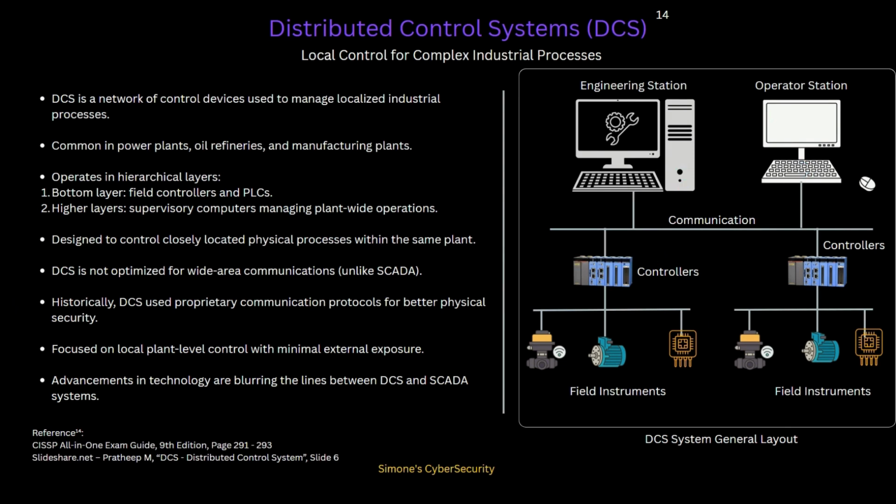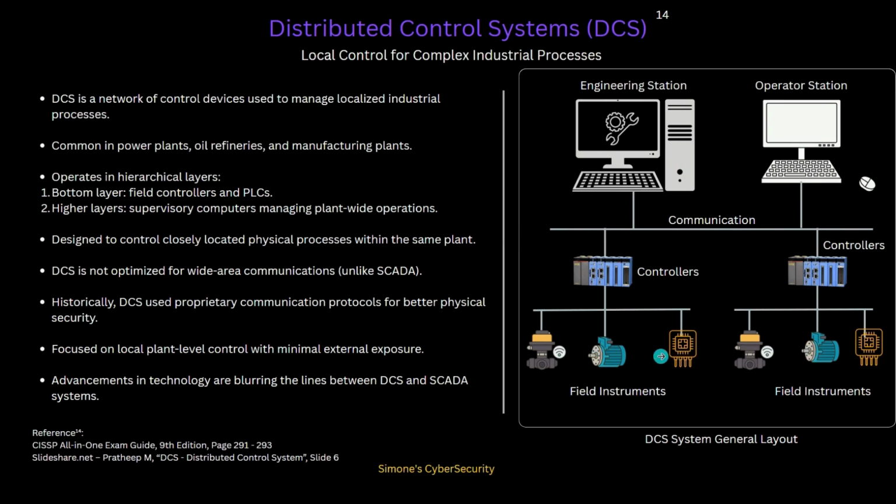So a distributed control system is essentially a network of control devices that manage localized industrial processes. The word localized is important here because these systems do not manage different sites or geographically different locations; it's all within the same location. You will commonly see these systems in power plants, oil refineries, and manufacturing plants, where precision and local coordination are critical.